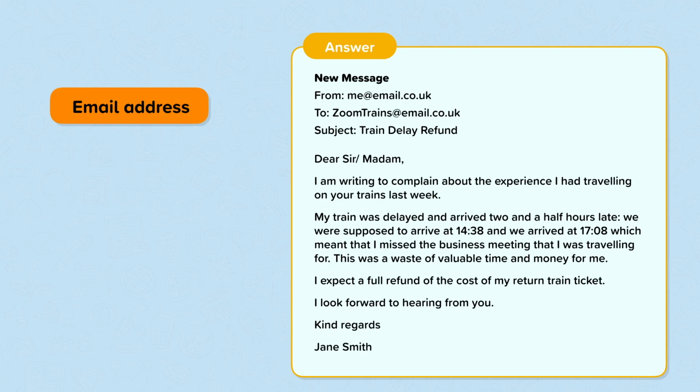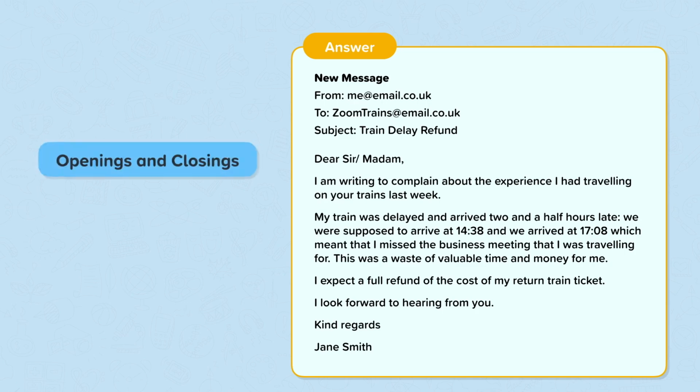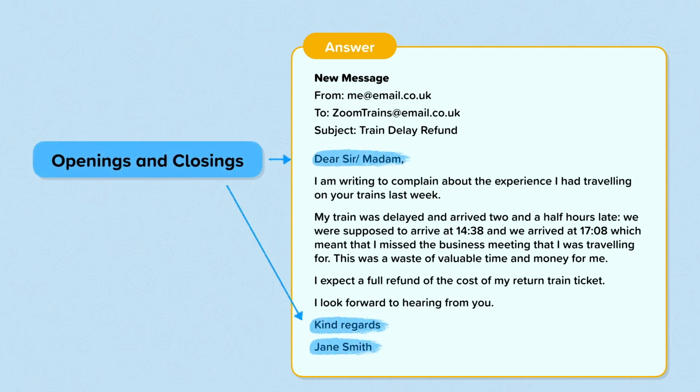We can see that this example has included the email address of both the person who is writing and the person they are writing to. We can see that in this example, there is a subject summarizing the email. This email has used formal openings and closings. It says, "Dear Sir, Madam" at the start, and it ends by saying, "Kind regards, Jane Smith."